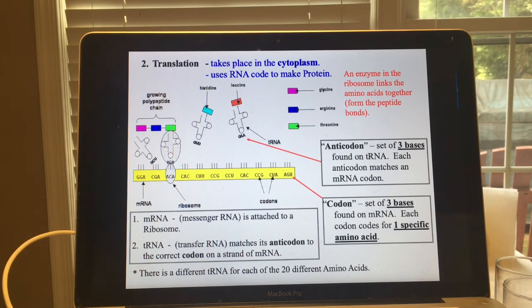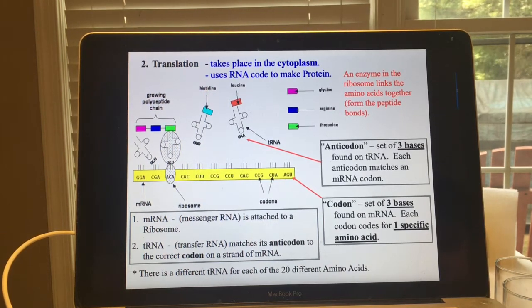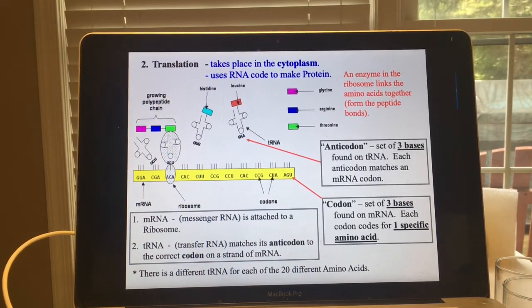Now, each time you're adding a new amino acid, there is an enzyme in the ribosome that links amino acids together to form that peptide bond. Remember, we learned in the fall that when the nitrogen or the amino group of one amino acid combines with the carboxyl group of the other amino acid, water is formed, so it's dehydration synthesis, but then we have a peptide bond. And then we have a long chain of amino acids, we have a polypeptide. And once it folds into its 3-dimensional shape, that's when we can say we have a protein.